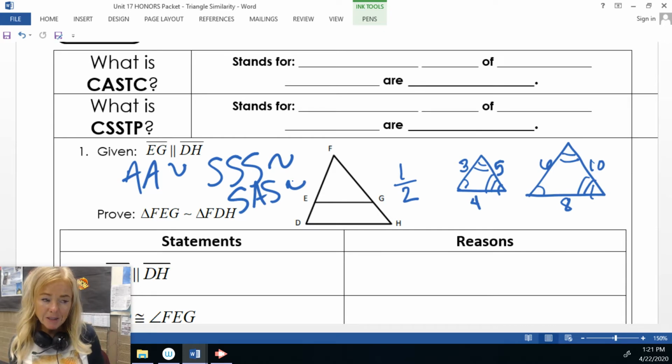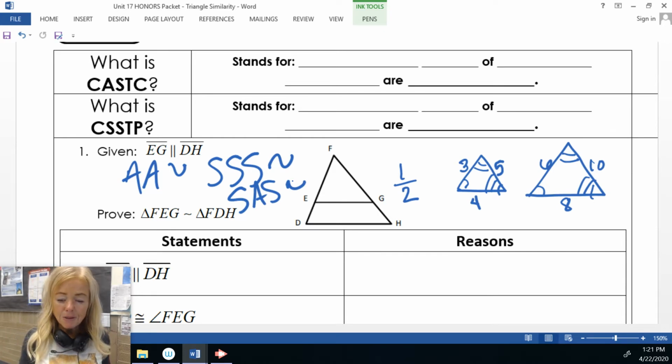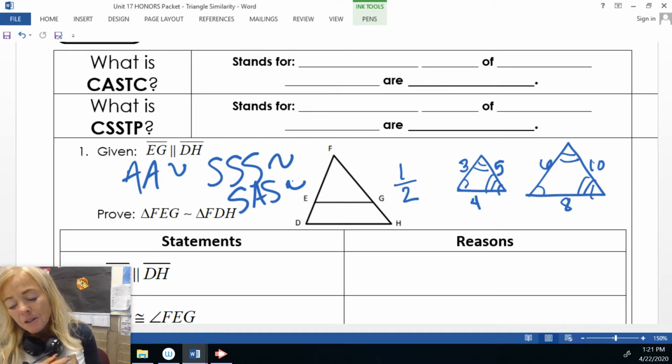What we're going to be doing today is moving on from that a little bit more, using that and also using something else. We're going to talk about two different things that are very similar to CPCTC, which meant that if I have two congruent triangles, then corresponding parts are always congruent. So the same thing goes with these similar triangles.